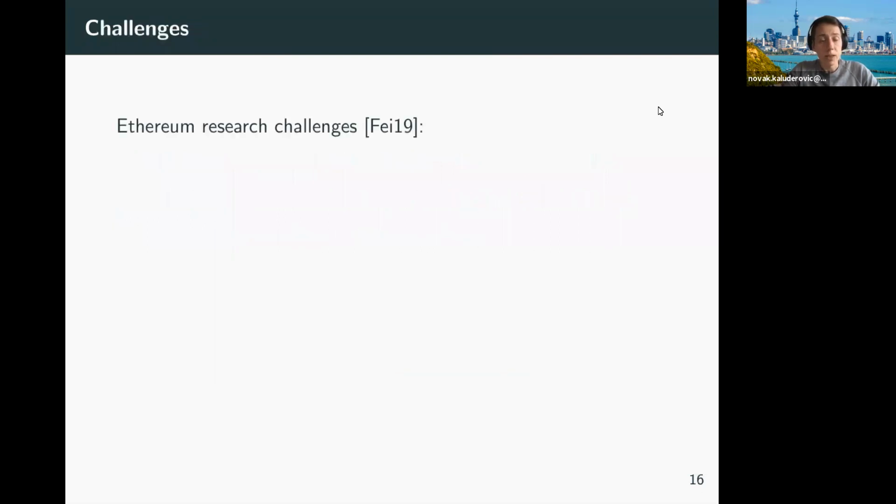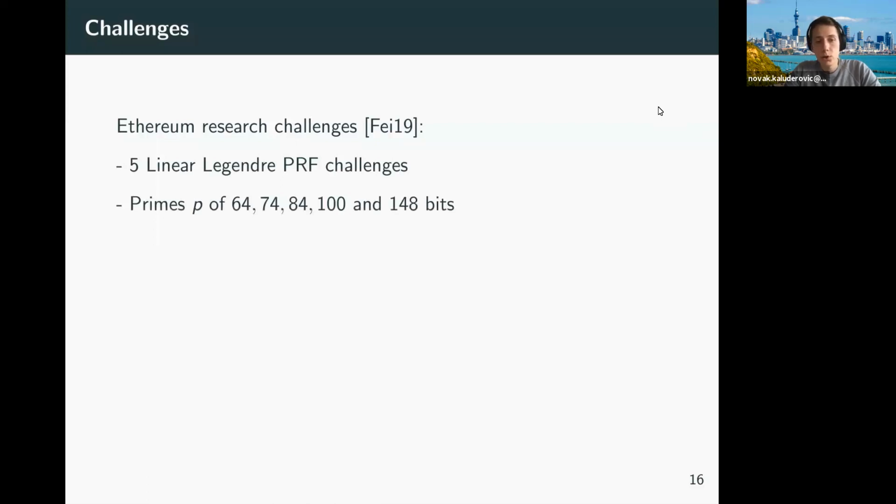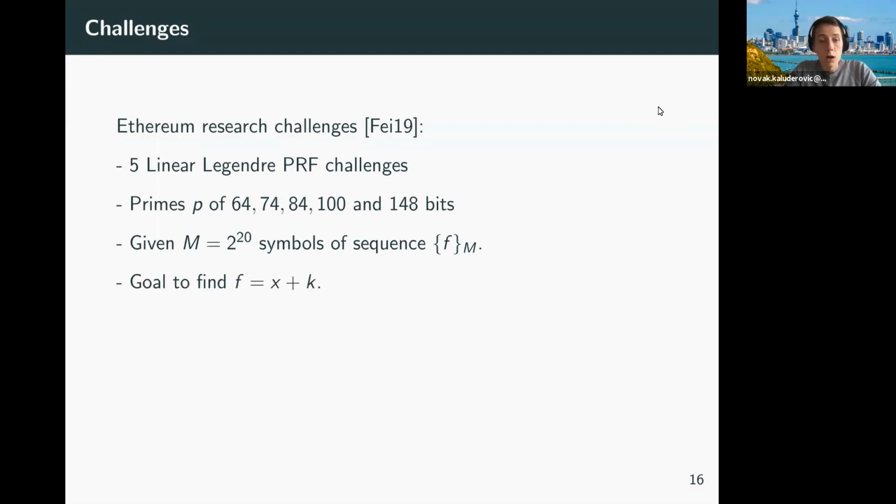Finally, as said previously, Ethereum research posted a number of challenges for breaking this Legendre pseudorandom function. In particular, they posted 5 linear Legendre challenges online for primes varying from 64 up to 148 bits. In all cases, we were given around 1 million symbols of a long Legendre sequence of a polynomial f, which is linear, so f is x plus k, and the goal was to find the secret polynomial, or equivalently to find the secret value k.